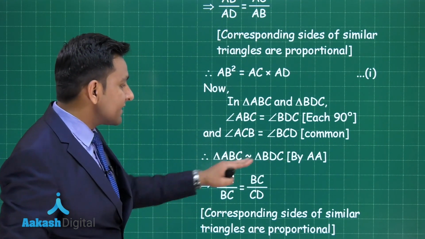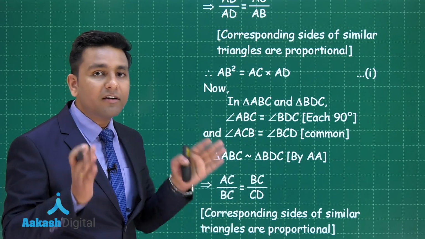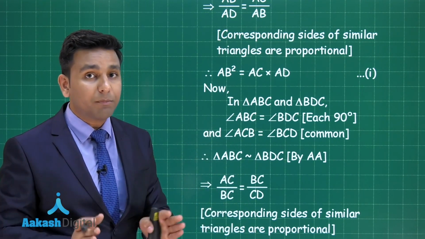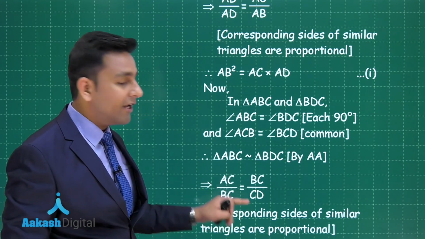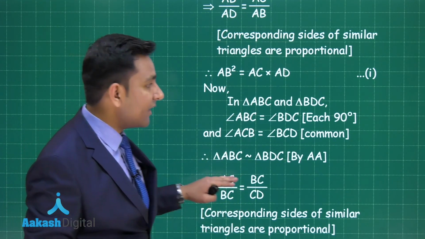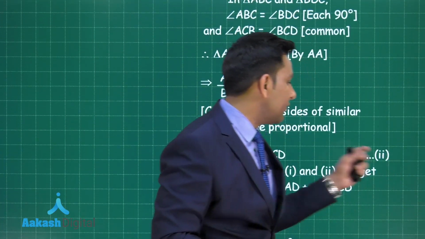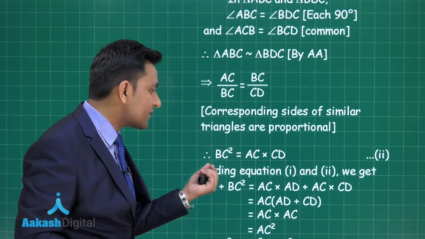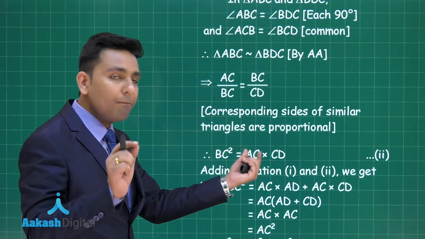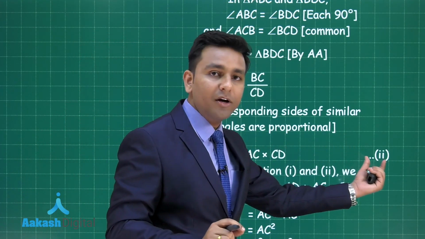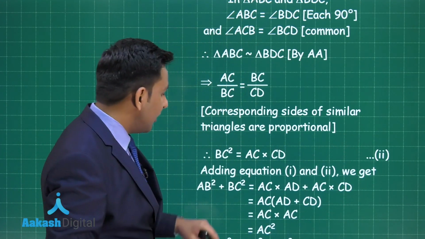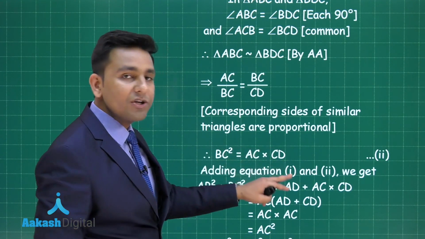And when two triangles are similar, again we can write their corresponding sides are proportionate. That means AC upon BC is equal to BC upon CD. And when we simplify this equation, we are getting a very useful result, that is BC square is equal to AC multiplied by CD. Mark this equation as equation number 2. Now we are going to add equation number 1 and equation number 2.